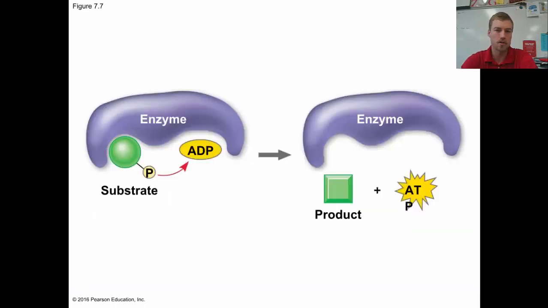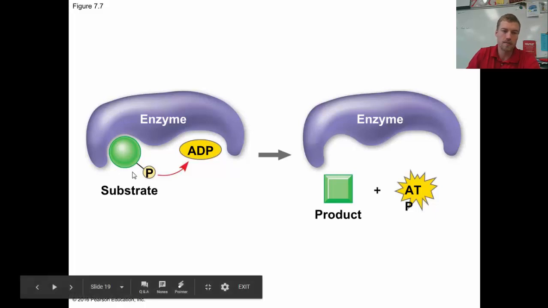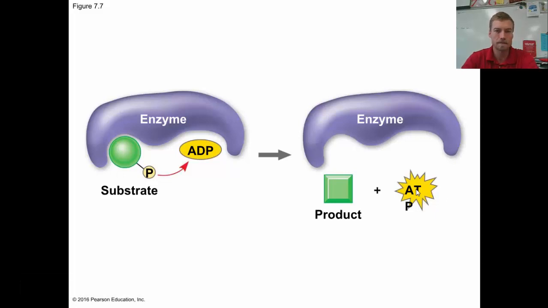And this would be an example of substrate level phosphorylation. You've got your substrate and an enzyme and ADP. The phosphate from the substrate is transferred over to the ADP, forming ATP.